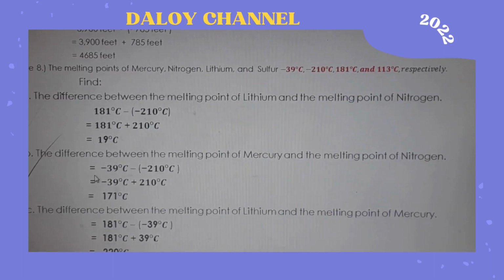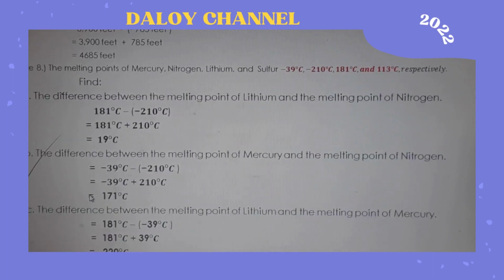For letter B, we are required to find the difference between the melting point of mercury and the melting point of nitrogen. For mercury, we have negative 39 degrees Celsius to be subtracted by the melting point of nitrogen, which is negative 210 degrees Celsius. Finalizing our statement, we have negative 39 degrees Celsius plus 210 degrees Celsius. Finding the difference between 210 and 39, the final answer is positive 171 degrees Celsius.